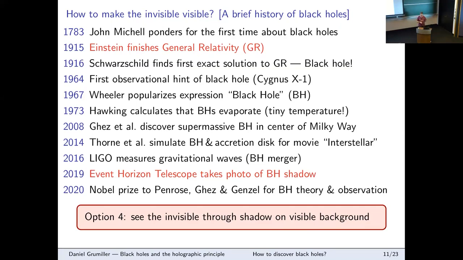Okay, one could give a 1 hour lecture on each of these ways to discover black holes, but I want to end my summary here. If you have any questions on this detection part, then please feel free to ask them now.